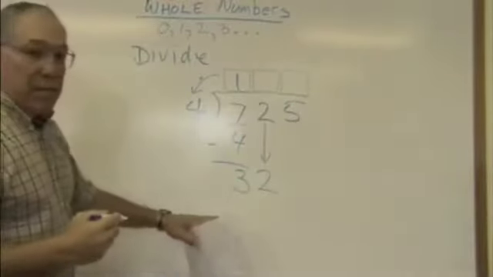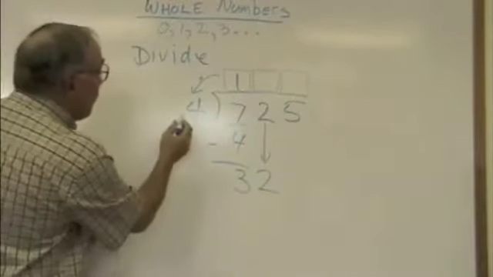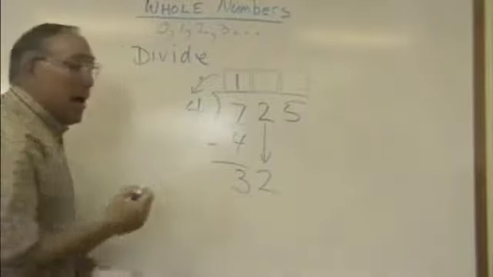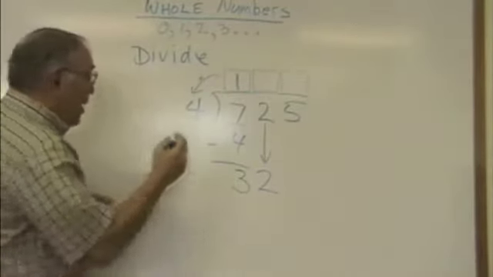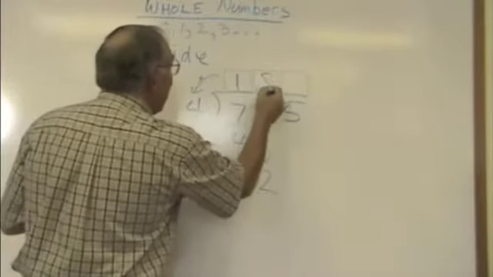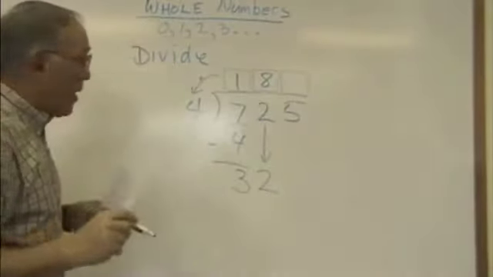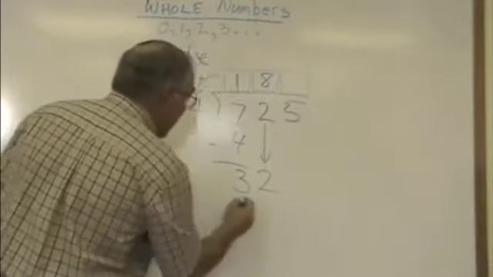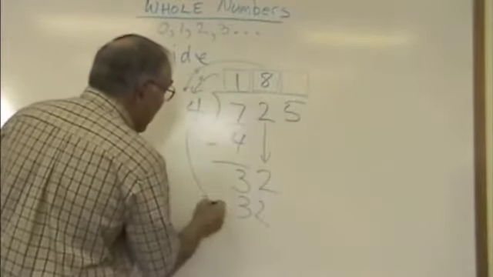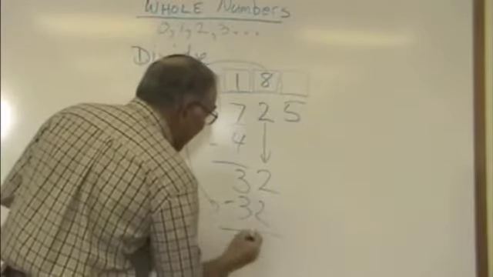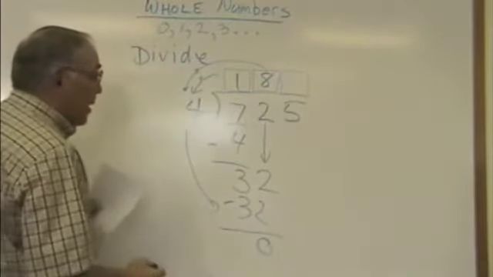And now we have another division problem. Now our problem is 4 goes into 32. How many times? 4 goes into 32 exactly 8 times. I know from my timetables, 8 times 4 is 32. Again, we multiply the 8 times the 4 and get 32. We subtract. We get 0.